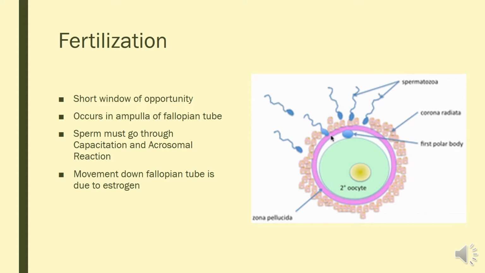Next is the acrosomal reaction, where acrosomes release enzymes to break down the corona radiata once the sperm has touched the zona pellucida. This allows the sperm to penetrate the zona pellucida. A block of polyspermy occurs at the moment of penetration of the zona pellucida and results in changes in the zona pellucida to prevent additional penetration by more sperm.